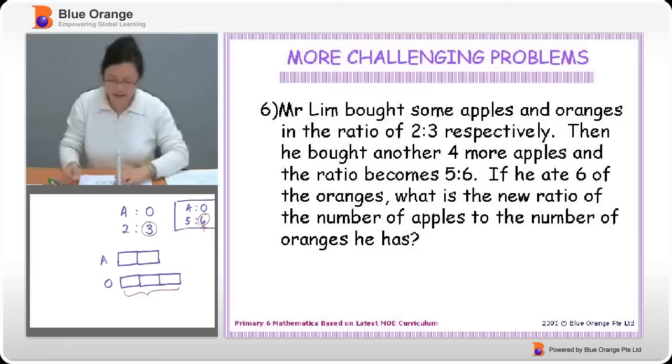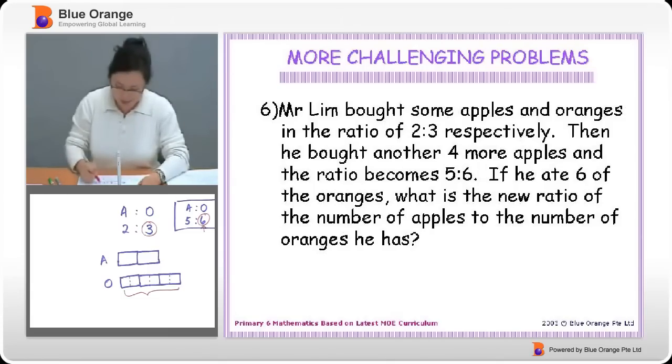If I were to change 3 to 6, all I need to do is break it up into 2 parts for each unit. We also break it up into 2 parts. Now I'm going to add 4, because that's what we are told in the second sentence, where he bought 4 more apples. So I'm going to add on another small part, such that it becomes 5:6.